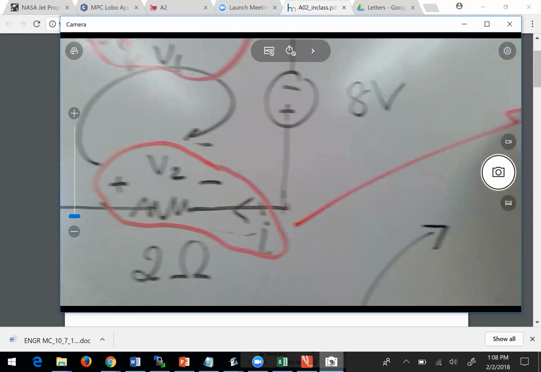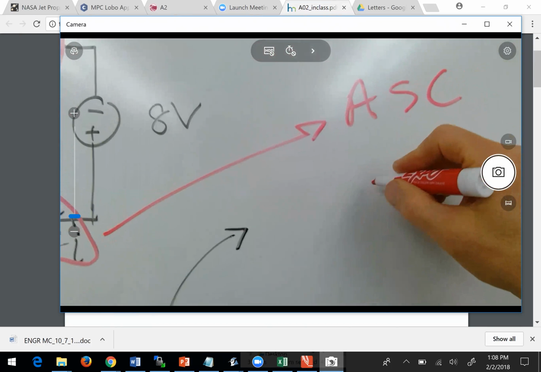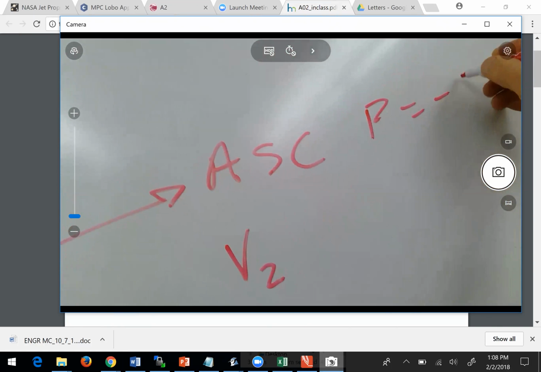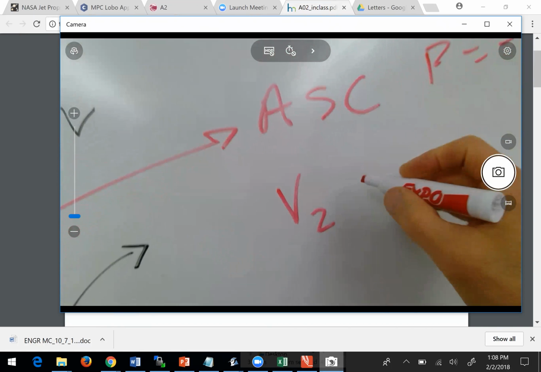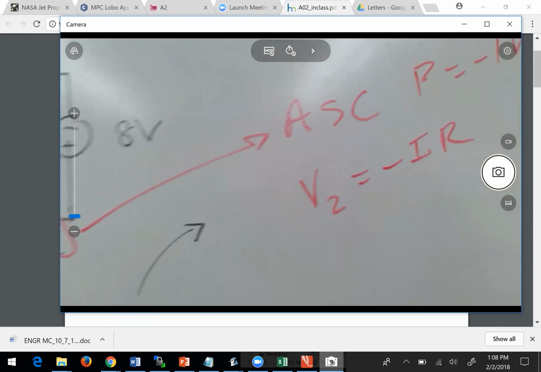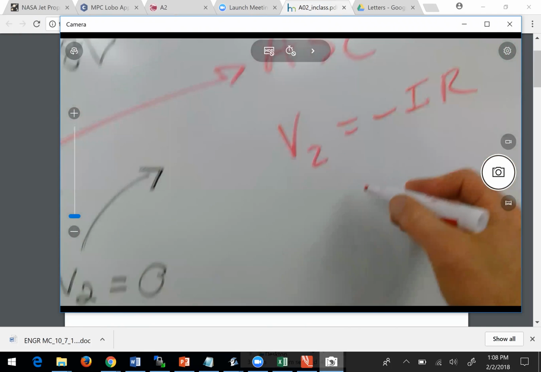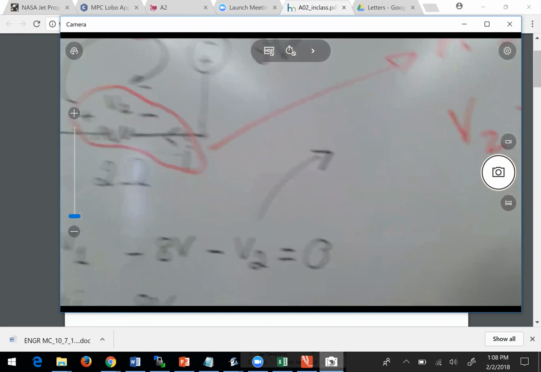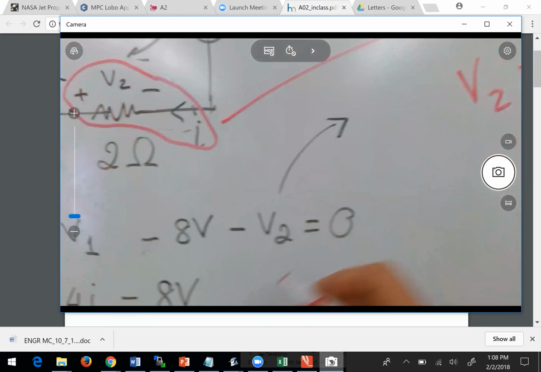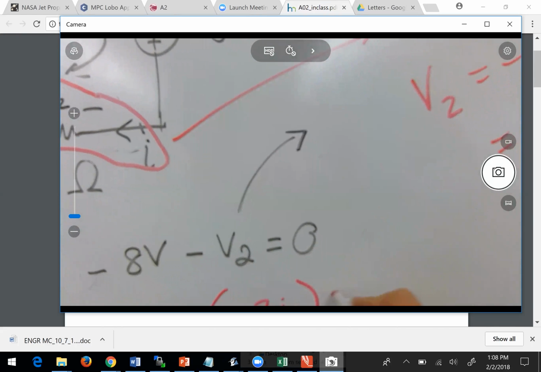This is active sign convention. And so what we have here is that because of this, the power is going to equal minus I times V, and V2 is going to equal minus I times R. Both of those things apply. So therefore, V2 in this case is going to equal minus 2 times I, minus 2I.